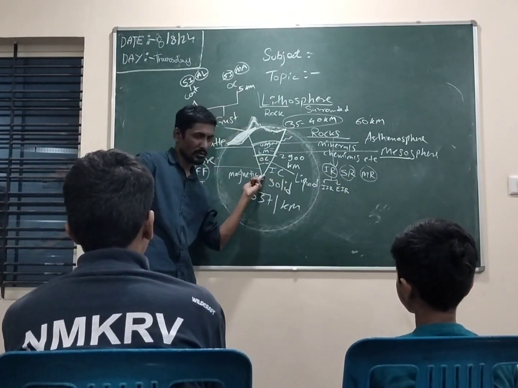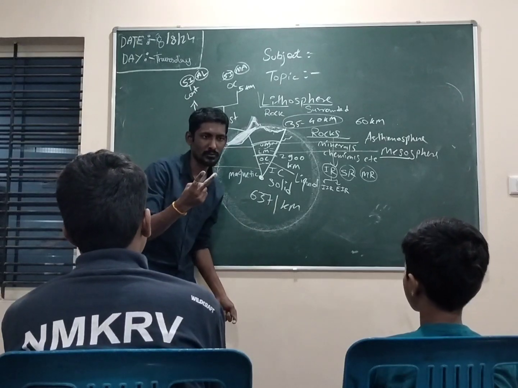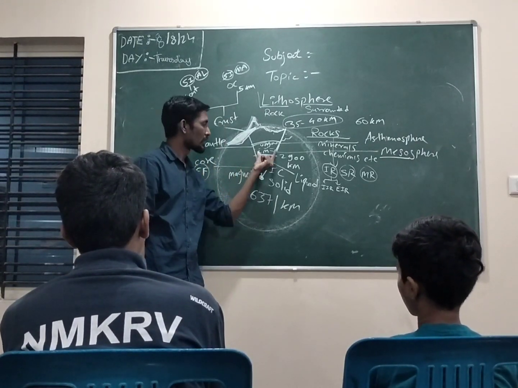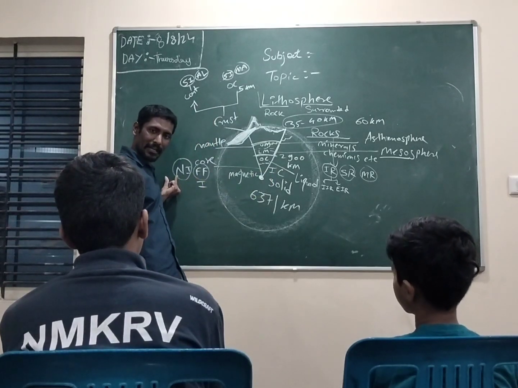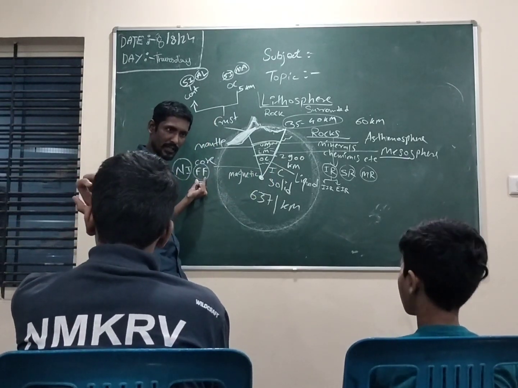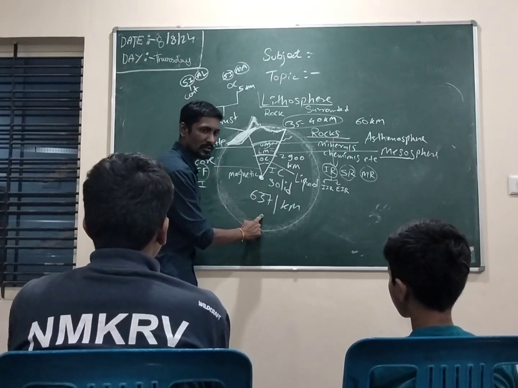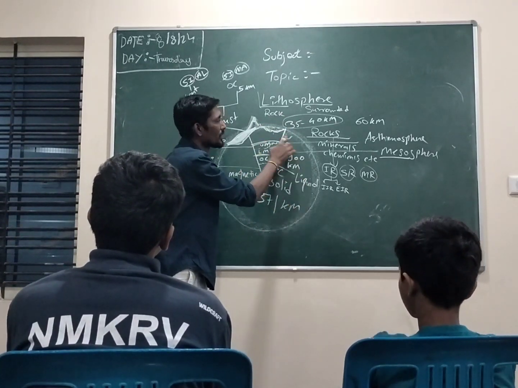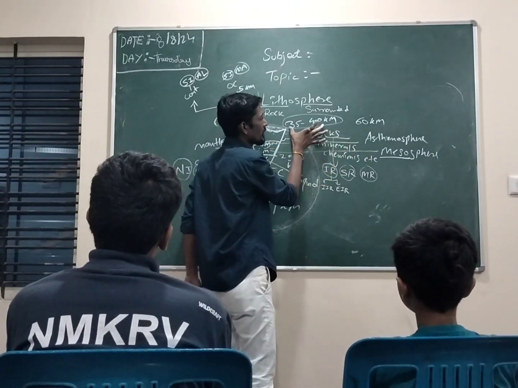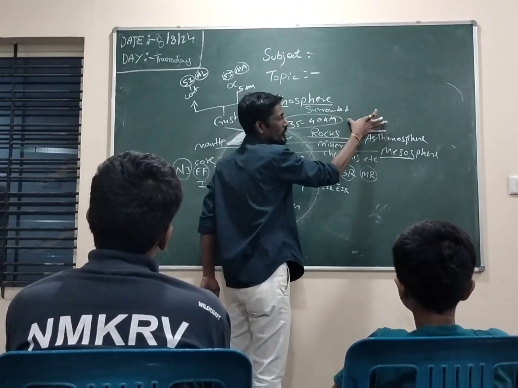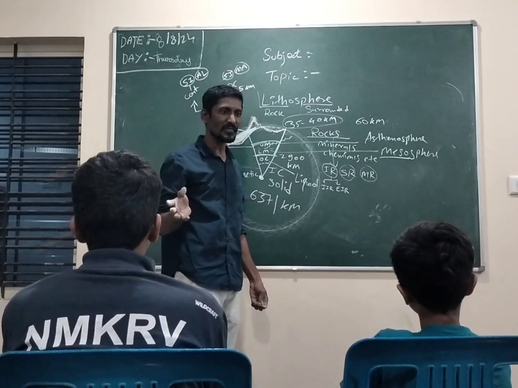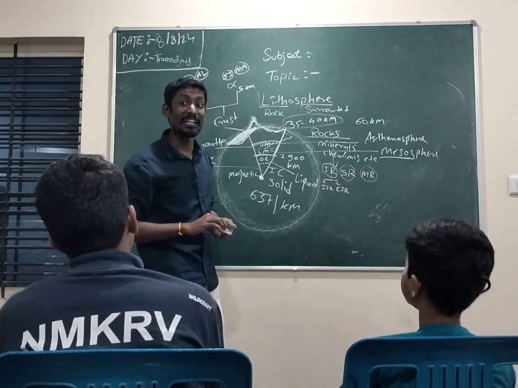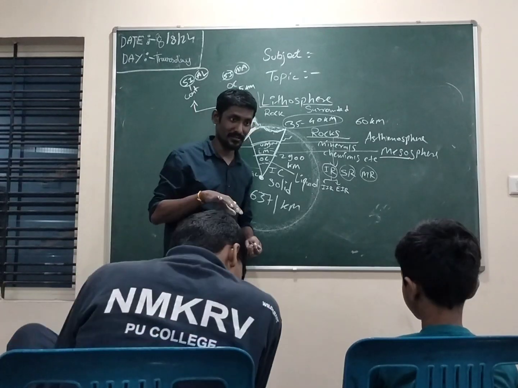Core. There are two types of core: inner core and outer core. They are made up of nickel and ferrous. Their length is 6,371 kilometers inside. Mantle, 2,500 kilometers, and crust, on an average, 35 to 40 kilometers. This is all about the interior of the Earth.